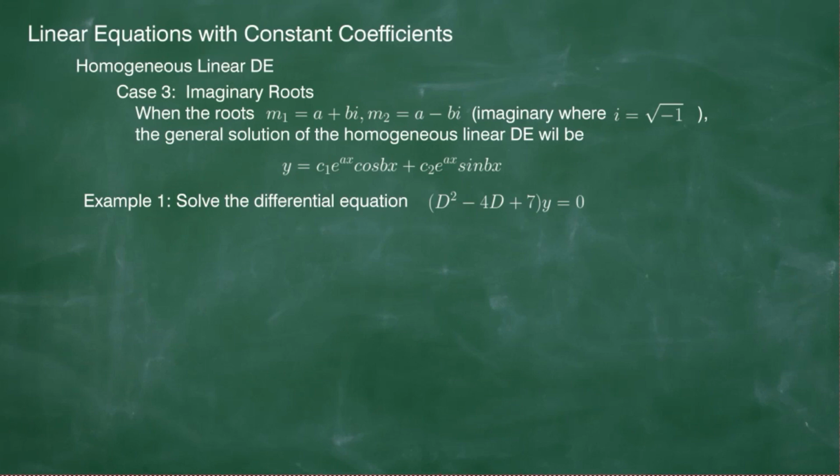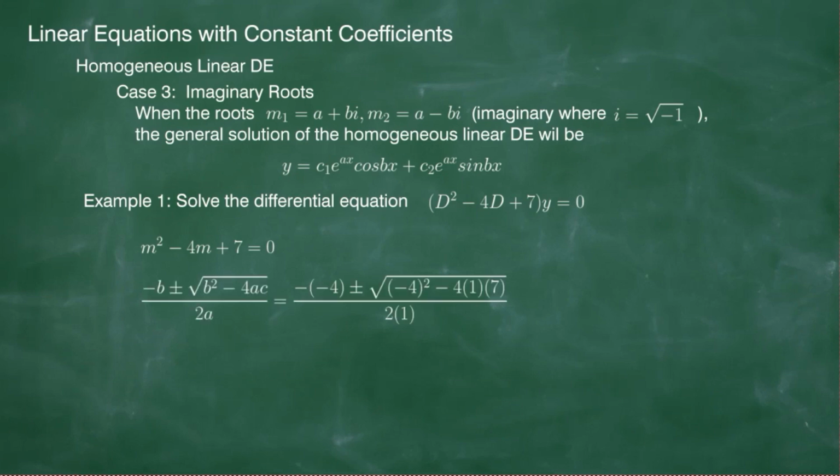Example number 1, solve the differential equation D squared minus 4D plus 7 acting on y equals 0. First of all, the auxiliary equation is m squared minus 4m plus 7 equals 0. Looking at the equation, we cannot factor this because the only factors of 7 are 1 times 7, and we cannot get negative 4 out of it. We will use the quadratic formula.